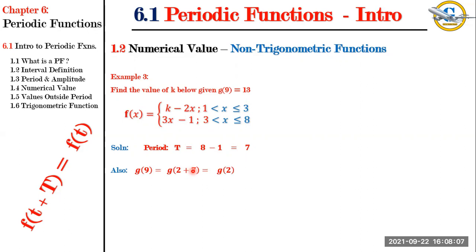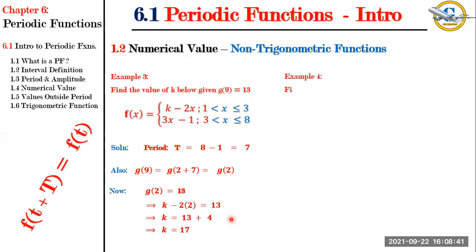And from here, this 2 is in this first interval where the k, the unknown, is also found. So g of 9 is equal to g of 2. Therefore, g of 2 is equal to 13, and we substitute 2 in this interval. We have k minus 2 times 2 should be equal to 13, and k should be equal to 13 plus 4, which is equal to 17. So k is equal to 17.